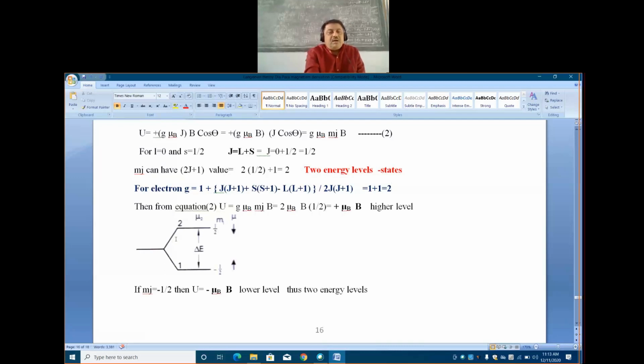So this upper level is plus mu B B. That is, the magnetic moment is positive in the higher level. In the lower level, mj is minus half, then U becomes minus mu B B. Thus, the energy level is split up into 2. This is negative magnetic moment, this is positive magnetic moment.